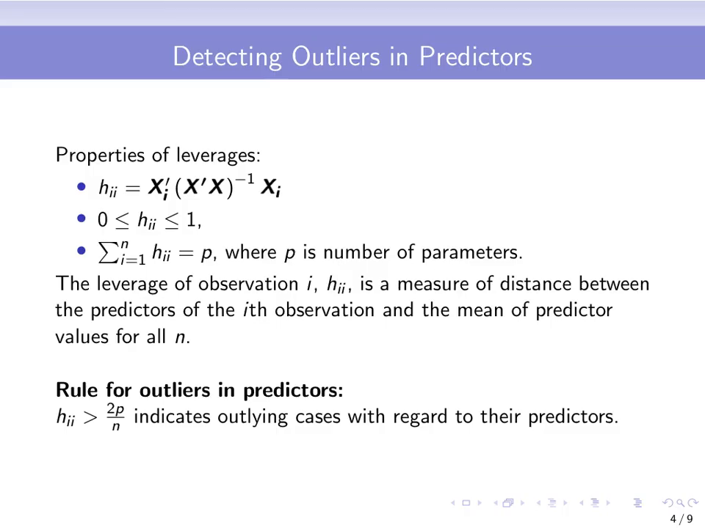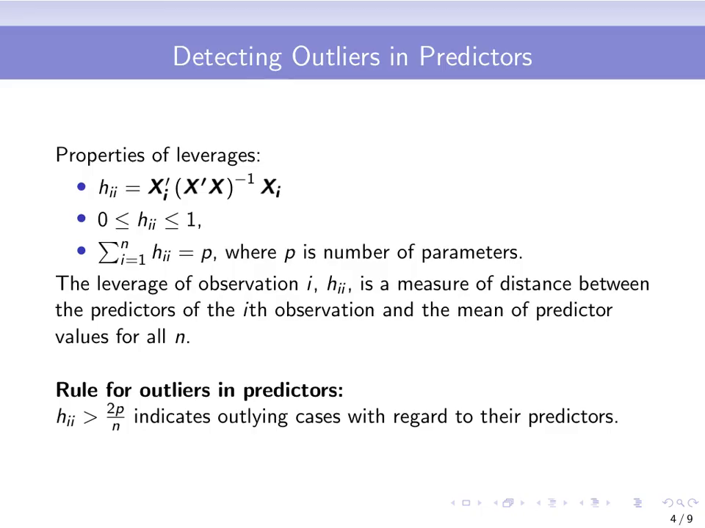Now, some properties of leverages. So that's the definition of leverage for observation i. The leverages are all going to be values between 0 and 1, and the sum of the leverages will always be equal to p, where p is the number of parameters you're going to fit in your model. The leverage for observation i is a measure of distance between the predictors for the ith observation and the mean of the predictor values for all n.